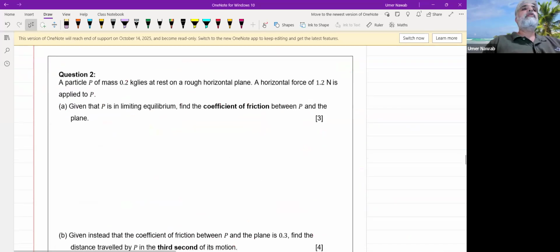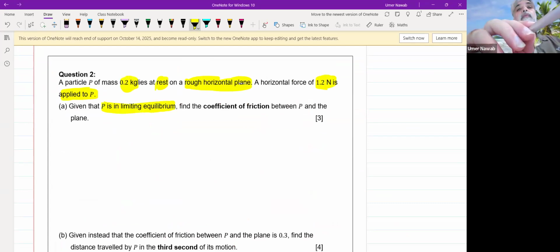Now we go to question number 2. A particle of mass 0.2 kg lies at rest on a rough horizontal plane. A horizontal force of 1.2 Newton is applied to P, given that P is in limiting equilibrium. So when P is in limiting equilibrium, when the particle is about to move, at that time your applied force is equal to F max.